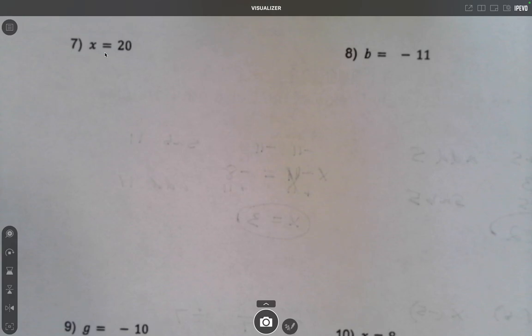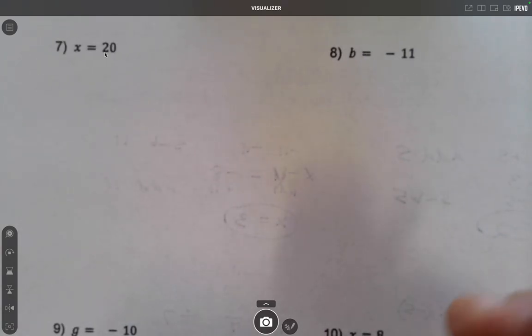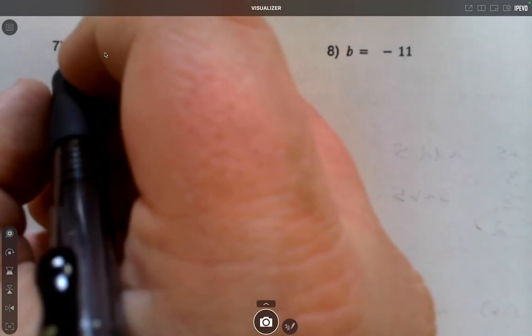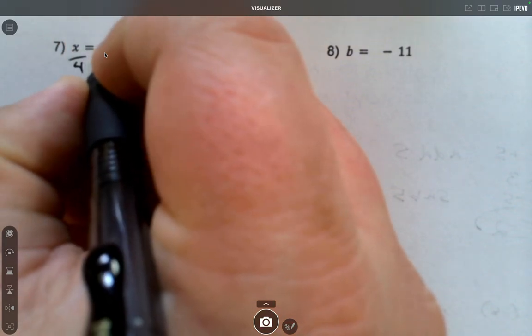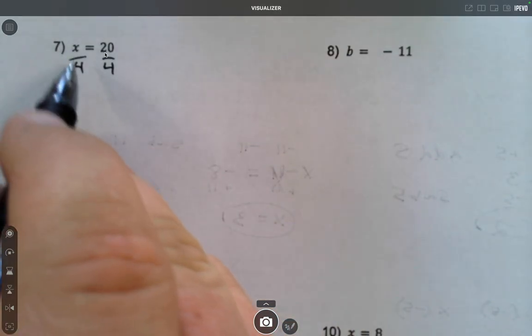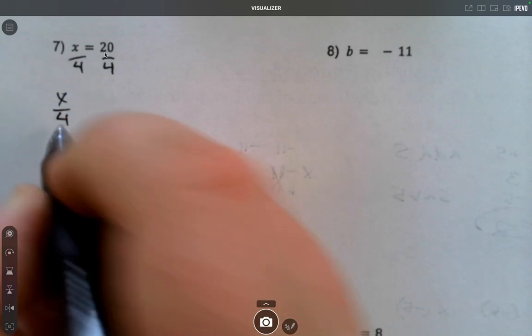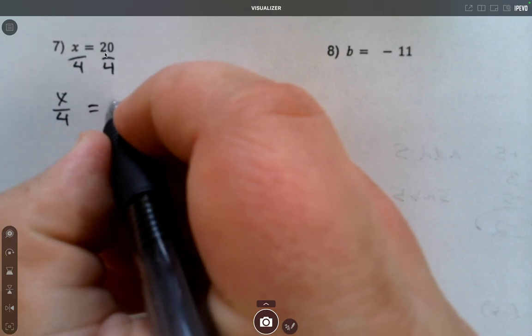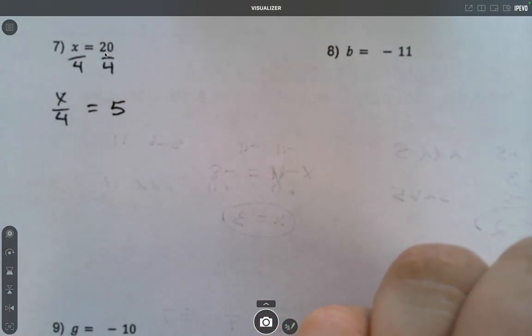Okay, so last time I multiplied, then added or subtracted. This time, I will first divide, since they hate fractions. I'm going to divide both sides by 4. So x over 4 becomes a fraction, which they love. Then 20 divided by 4 is 5. That's one step.